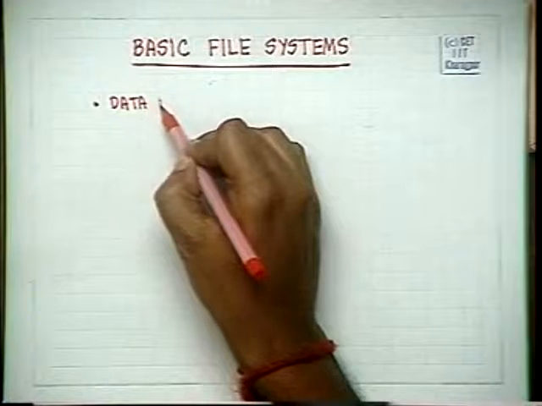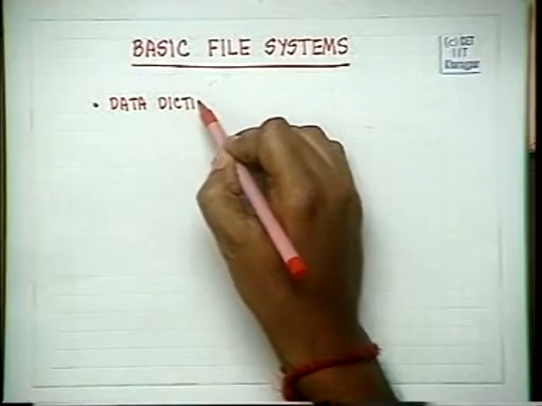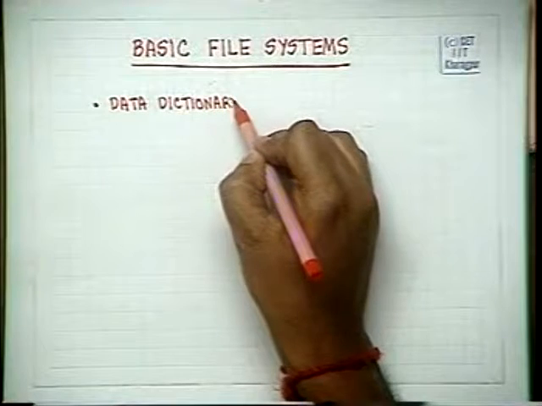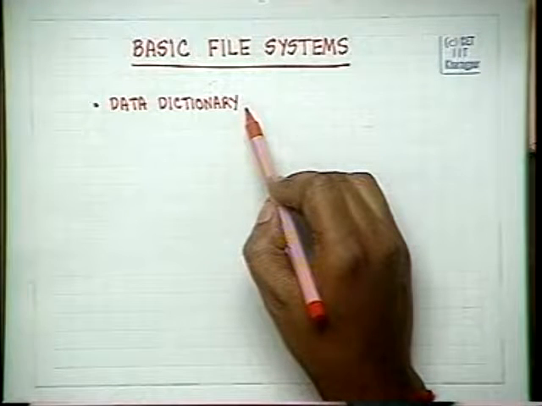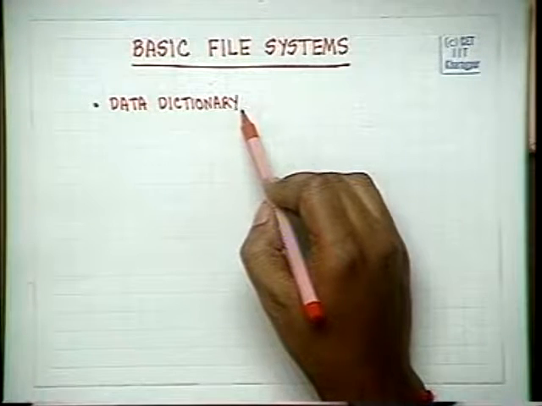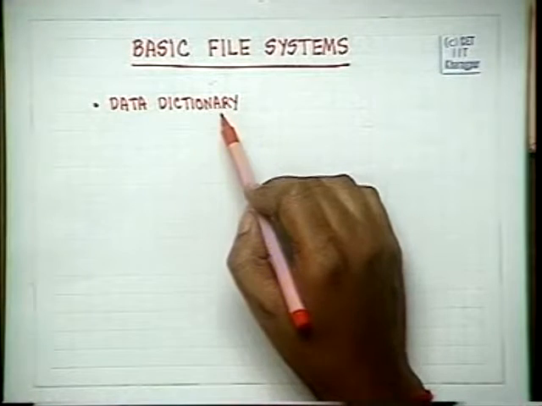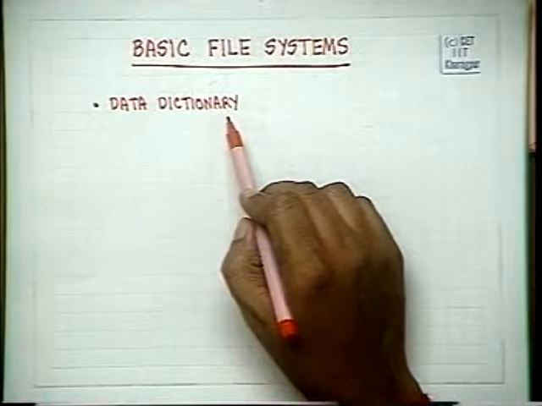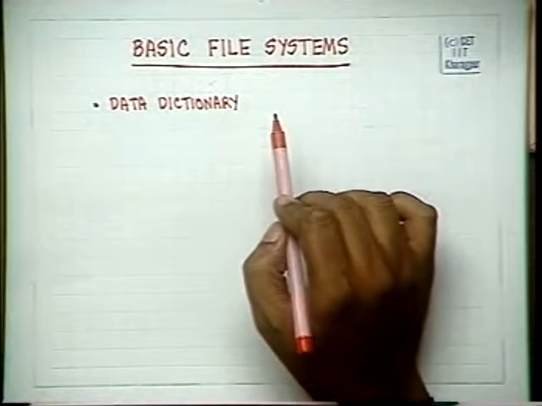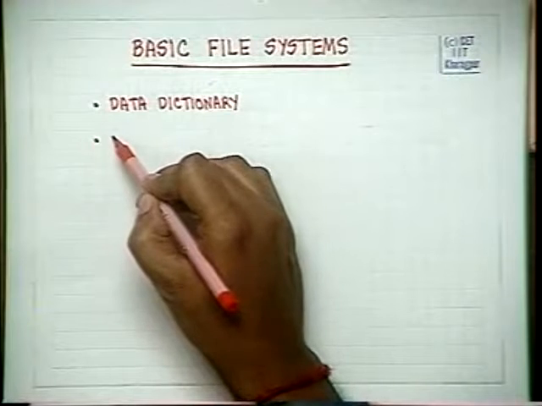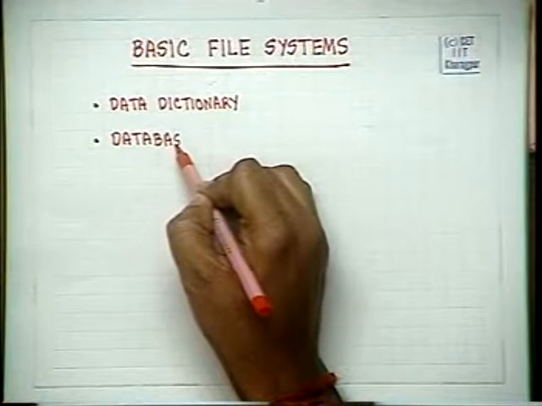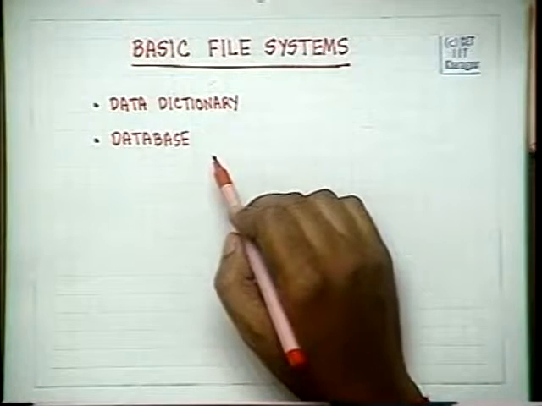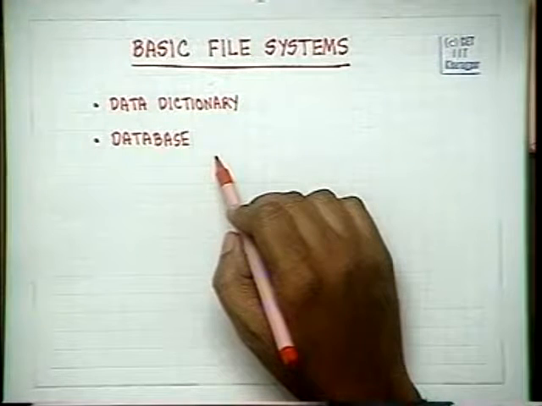One is the data dictionary, which is defined during the DDL compilation. The data definition has to be done in the DDL, the data definition language, and the data dictionary is formed, which is stored somewhere physically. The second type of data which has to be physically stored is the actual database. The data relating to each of the relations in the relational database will have to be physically stored.